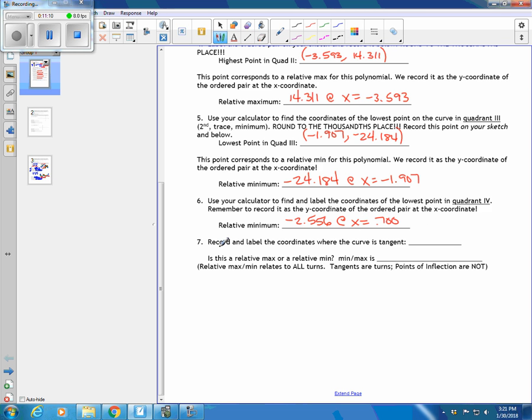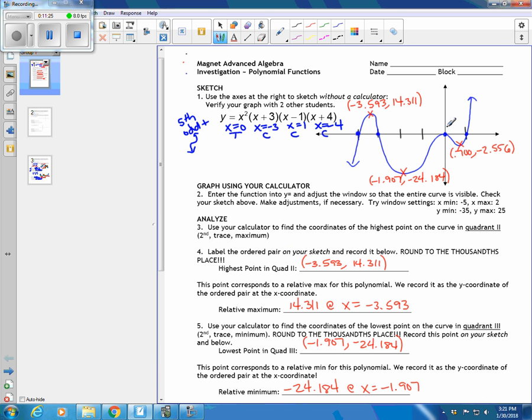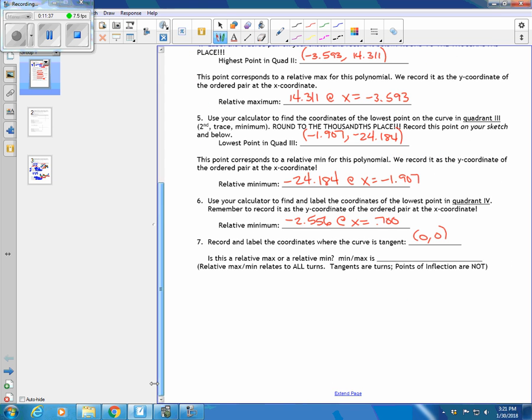Okay, then it says record and label the coordinates where the curve is tangent. We shouldn't need to find that on our calculator because we already sketched it. So we should already know that it's 0, 0. And if you go back up to your graph, that's a relative maximum because you are hitting the top of a peak there. So this is also a turn. It is the point of tangency that we knew from our sketching. And so this is a relative maximum. The maximum is 0 at x equals 0.